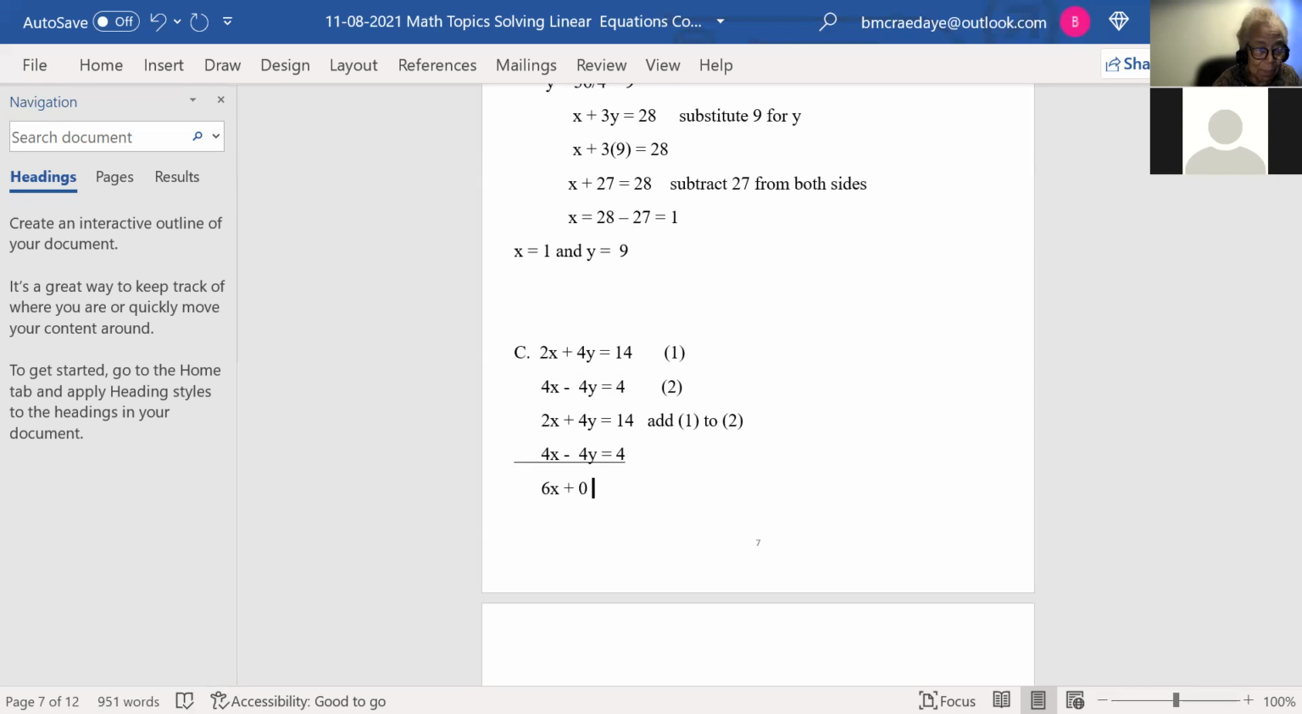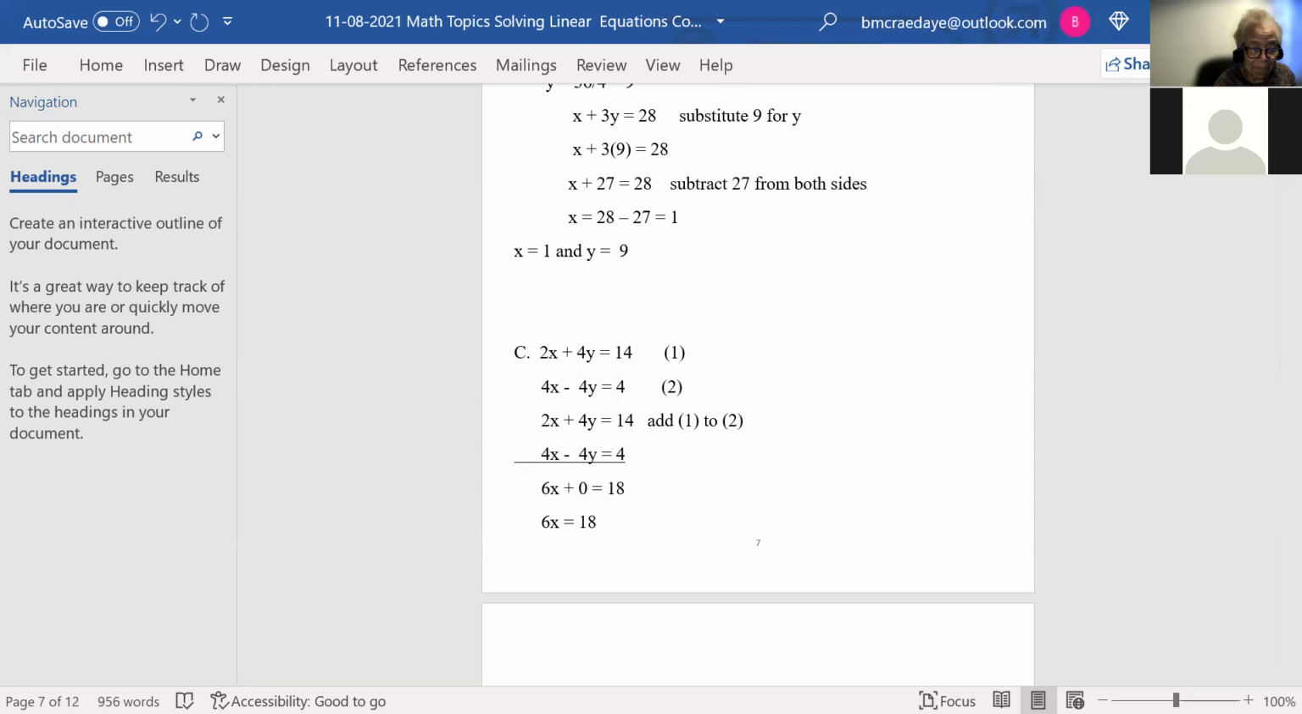And what's 14 plus 4? 18. That's right, because you're adding. Remember, I say add them. So now if 6x is equal to 18, we know what x is, right? What's x? 6x equals 18. What's x?